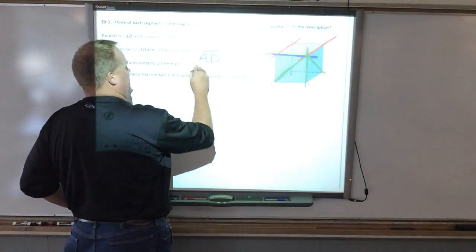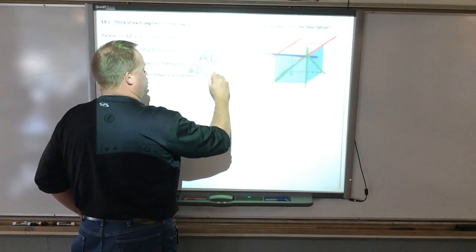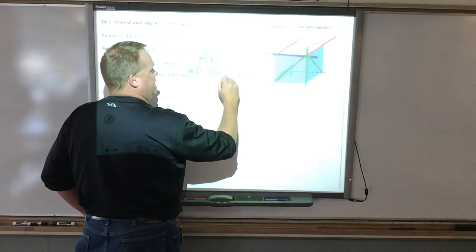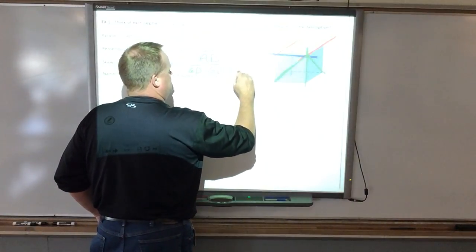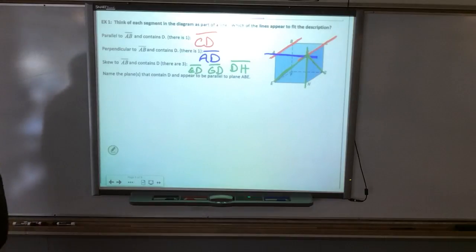So this is going to be line segment ED, line segment GD, and line segment DH. All of those. Those are the three.